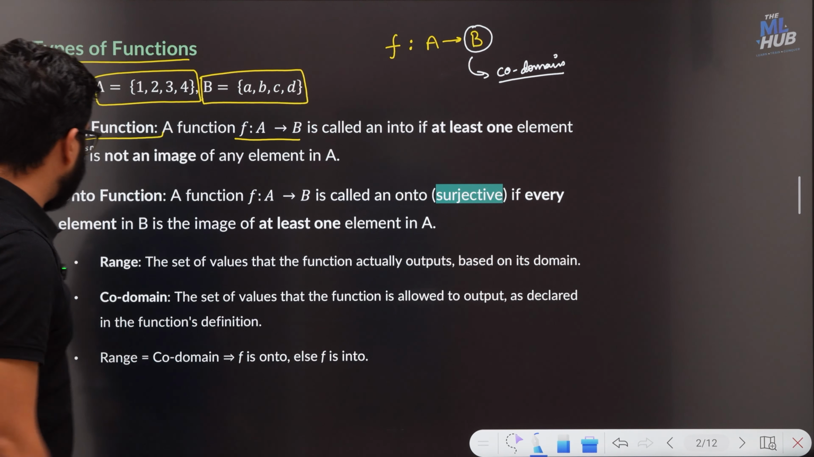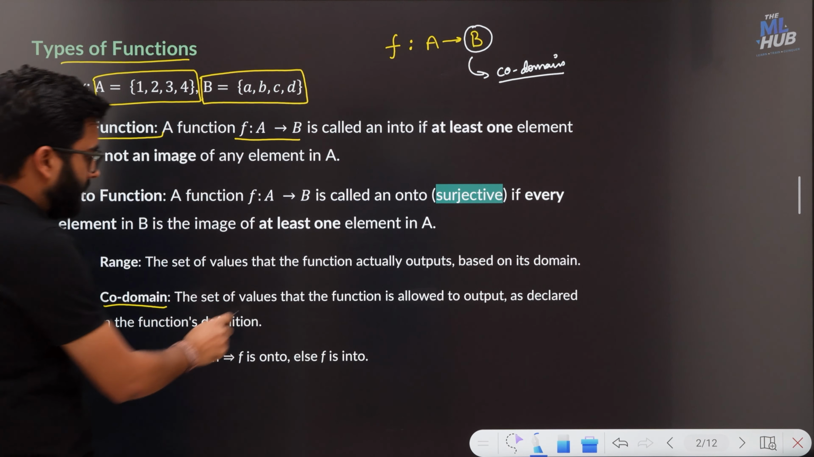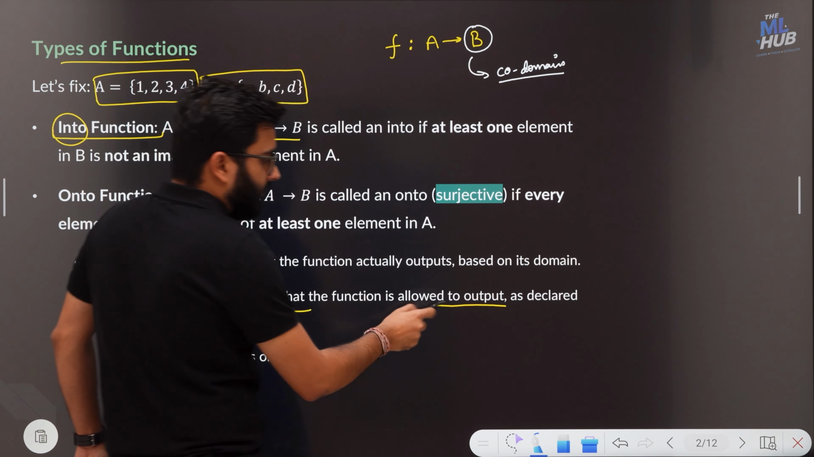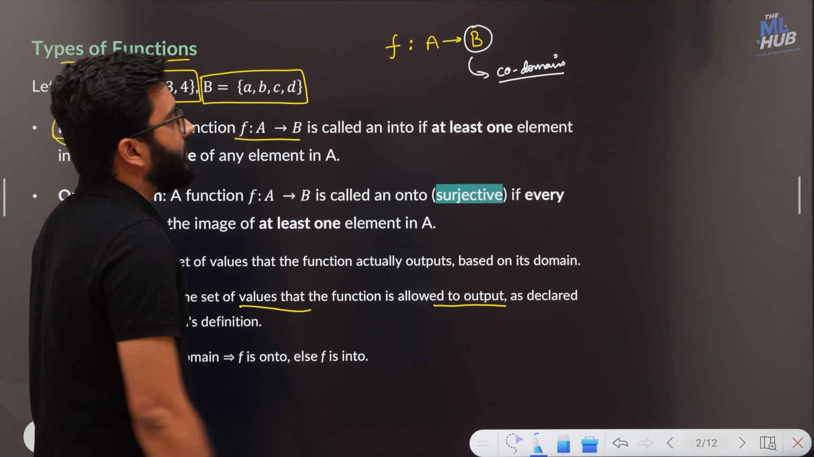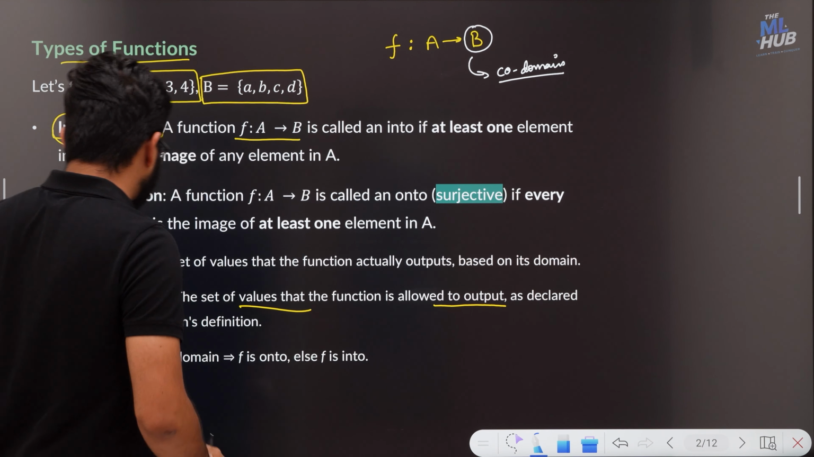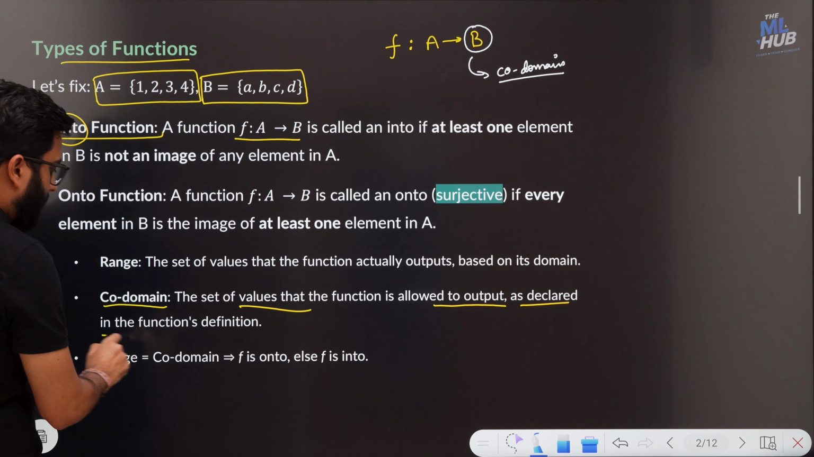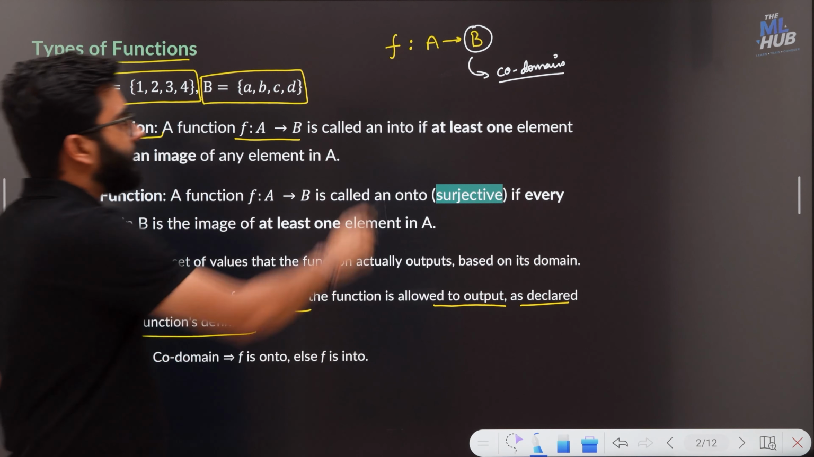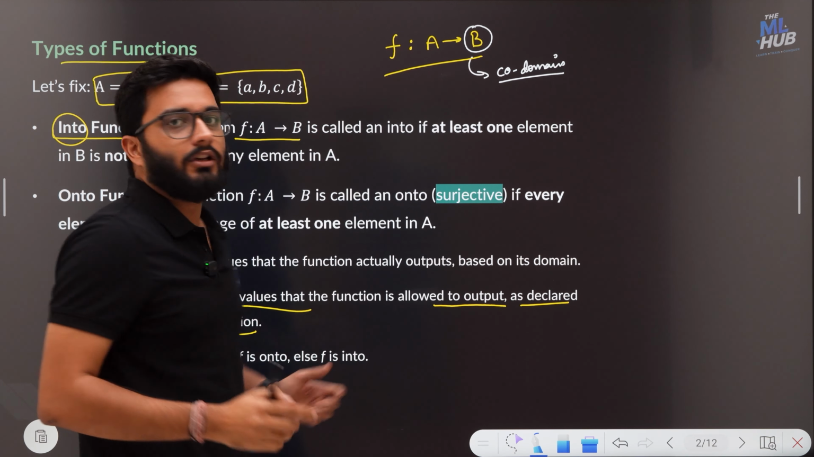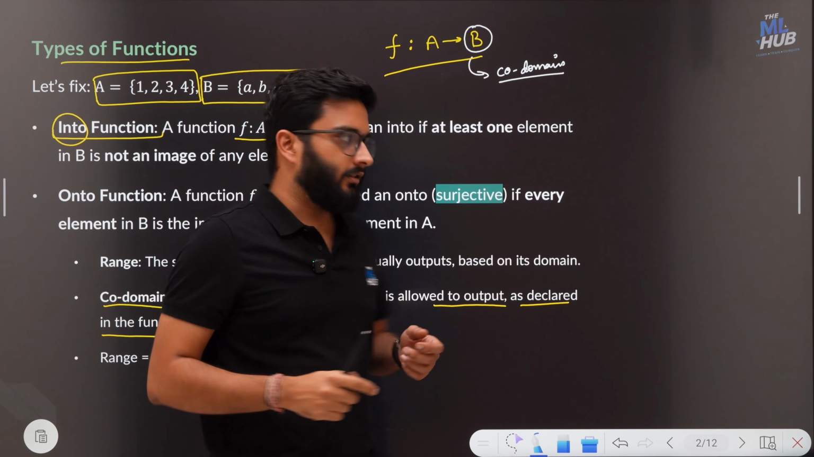So what exactly is a codomain? The definition of codomain: the set of values that the function is allowed to output, as declared in the function's definition, is known as the codomain of that function. This is the form of a function definition, how a function is given to you. f is from A to B, where B is the codomain.